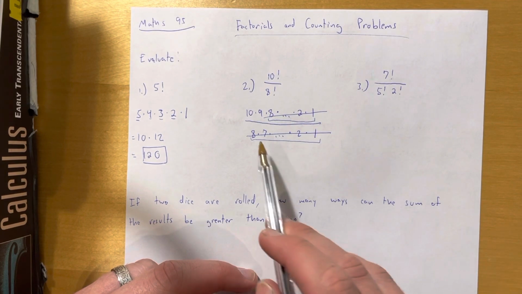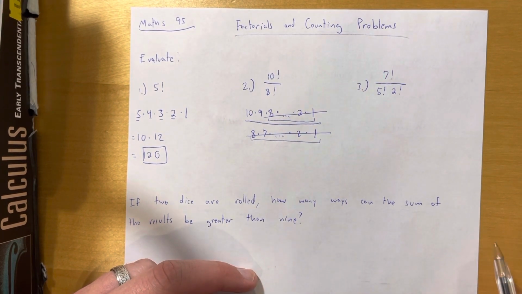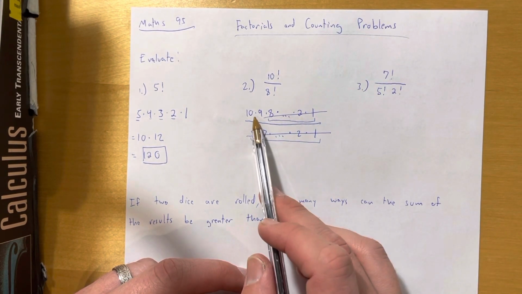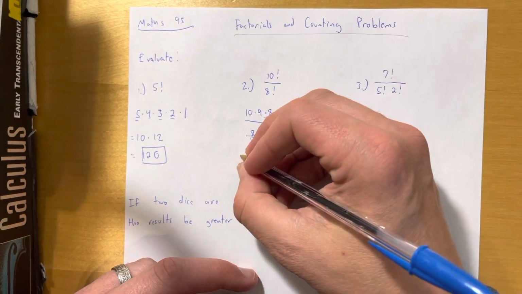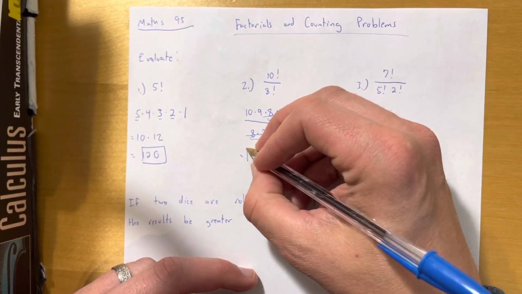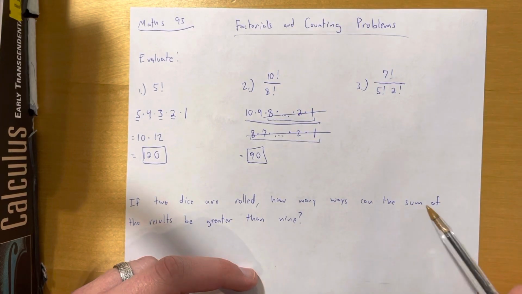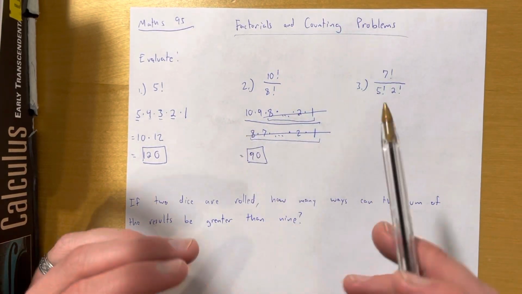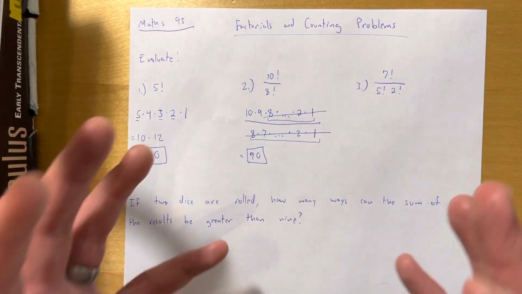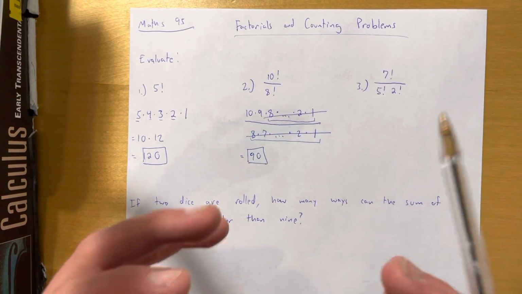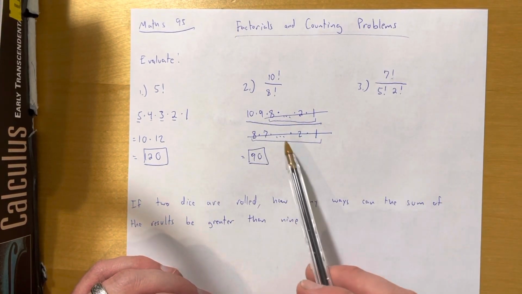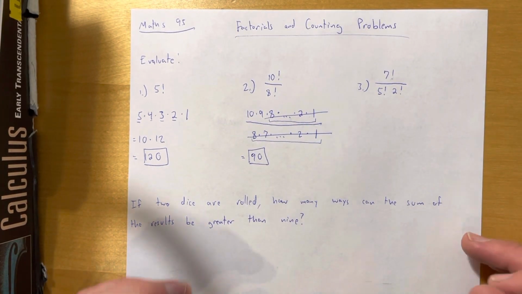There is no need to actually multiply that out, because after canceling, all that's left is 10 times 9, which is 90, right? So if I did this the long way, I would have spent a bunch of time multiplying this out, getting a huge number, multiplying this out, getting a huge number, and then dividing a huge number by a huge number, and it's completely unnecessary to do all that work.